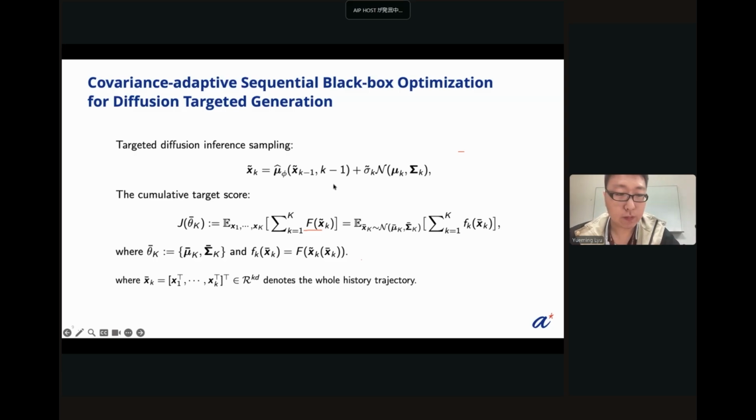Okay, so one question. How about the dependence on dimensionality? Usually black box optimization suffers from high dimensionality. Do you have any comments?